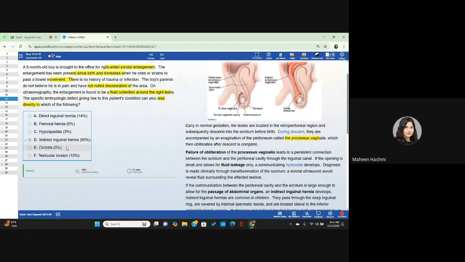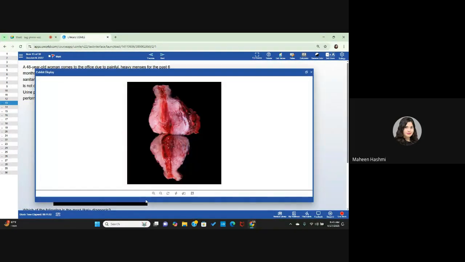What do you mean by orchitis? Inflammation of the testis. Very good. What disease can cause the complication of orchitis? Mumps. Mumps, yeah. Very good.